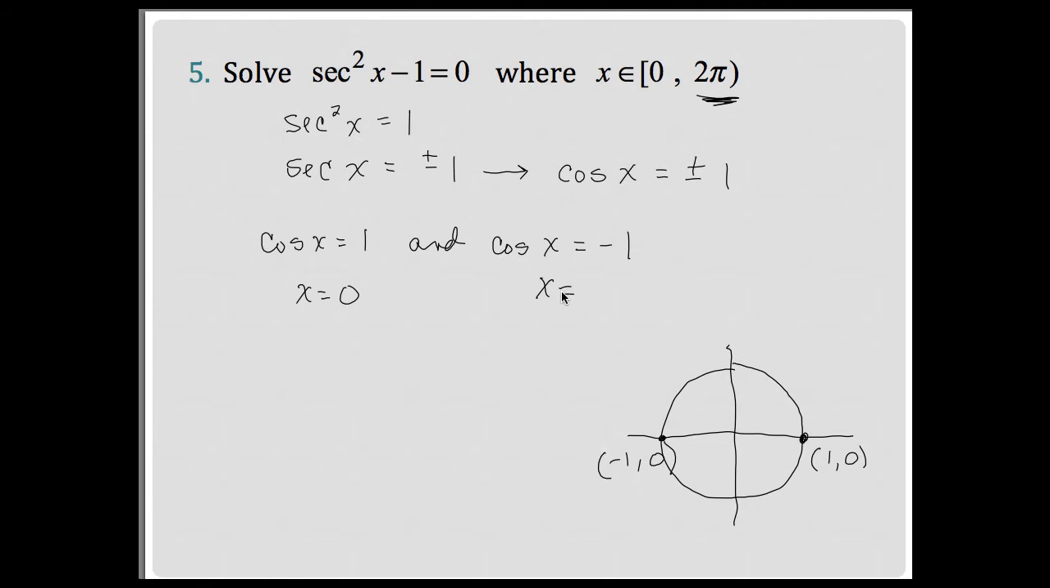For the second problem you had to solve, where cosine's a negative 1, that's over here on the left side of the circle over at pi. So they become your 2 angle answers for this one.